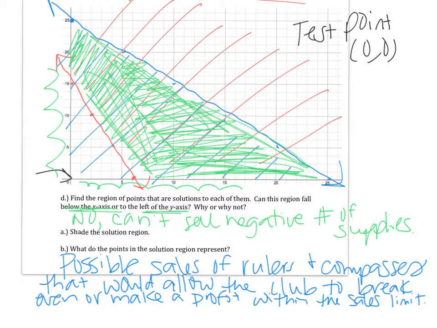So we shaded the region, and then what do the points in the solution region represent? It's going to be the possible sales of rulers and compasses that would allow the club to break even or make a profit within that sales limit of only selling a maximum of 25 items.